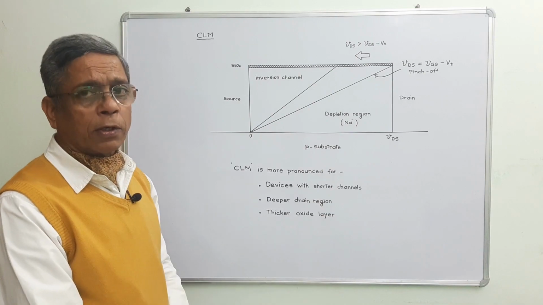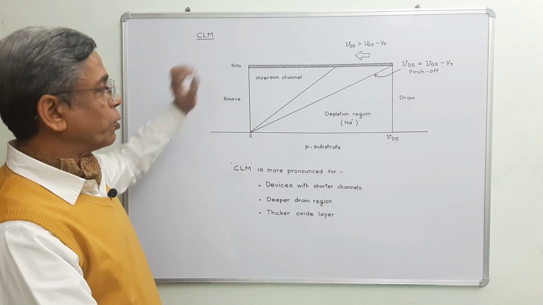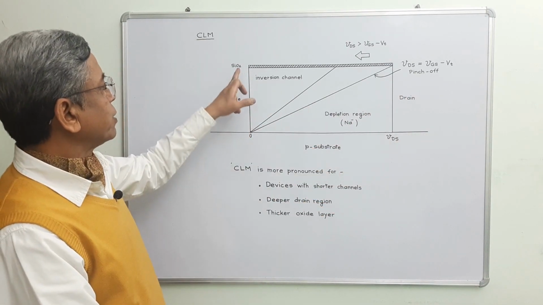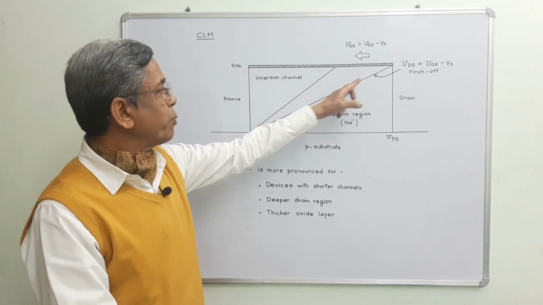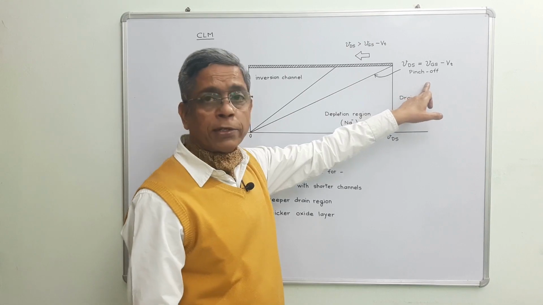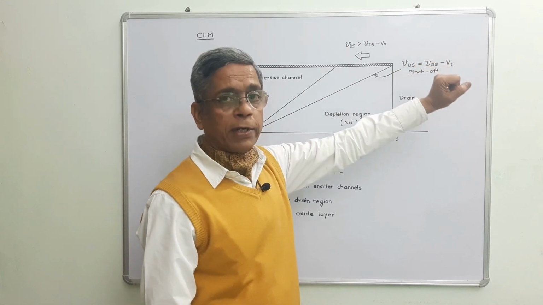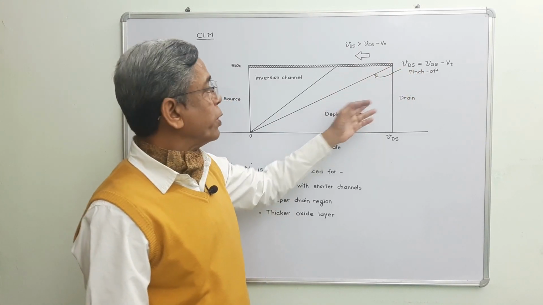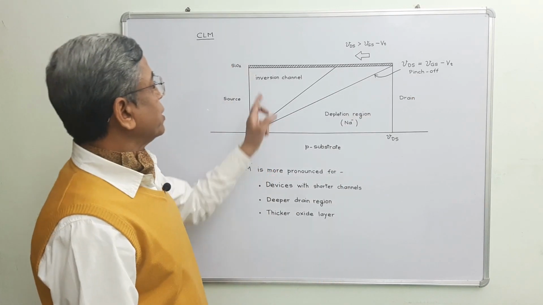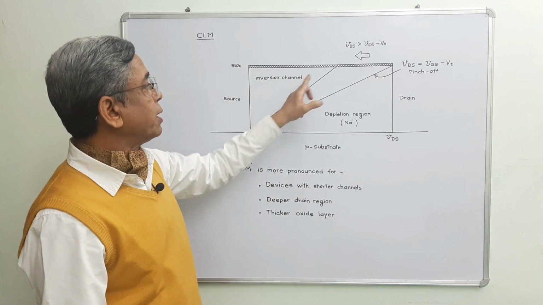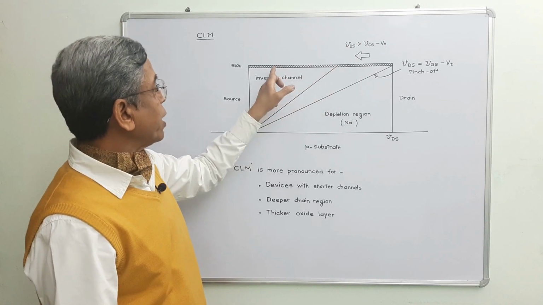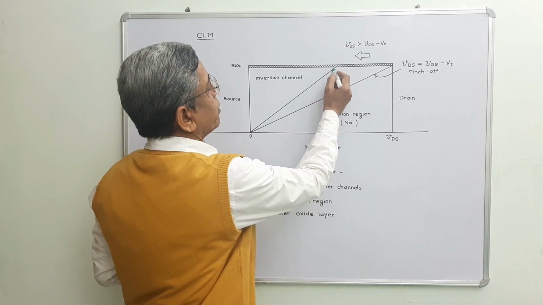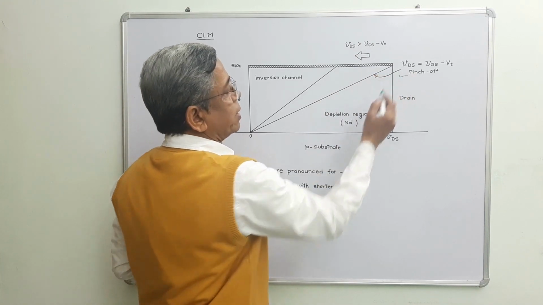This is the cross-section of the inversion channel under the effect of channel length modulation. This is source, drain, and this is the P substrate, this is the silicon dioxide layer, and this triangular shape of the inversion channel is at pinch-off condition where VDS is equal to VGS minus VT. When the potential difference between drain and source is increased in the saturation region beyond pinch-off, the length of the inversion channel decreases and the tip of the inversion channel recedes back toward the source region, and a gap is formed between the tip of the inversion channel and the drain region.